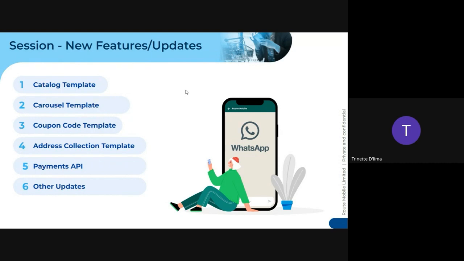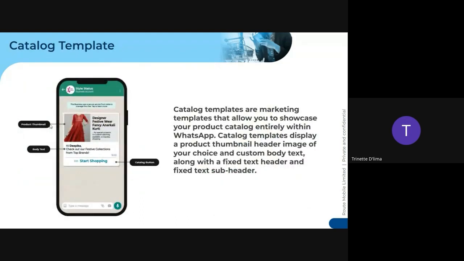Now, Meta has released, firstly, a lot of new marketing templates. Within these marketing templates, you have catalog, you have carousel, and you have copy code. So basically, these are the new marketing templates which Meta has recently released. I'll take you all through each of them. So firstly, we have a catalog template.